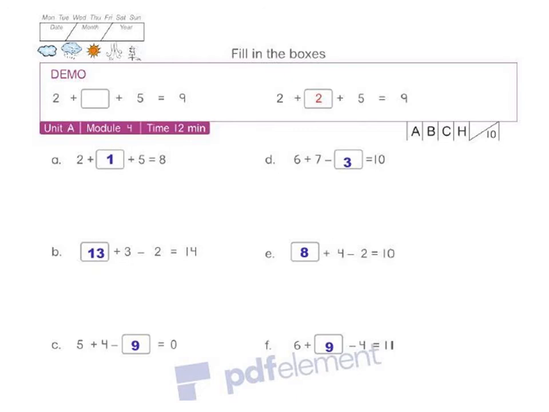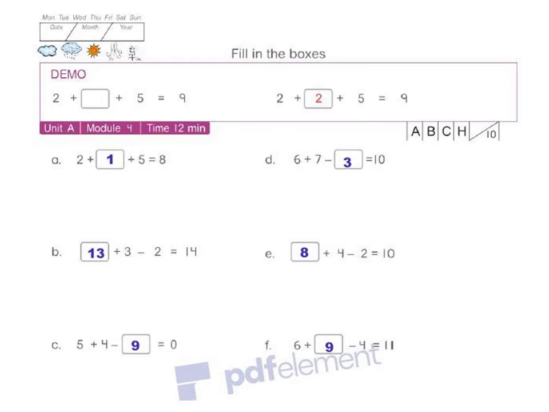So these are the answers. 2 plus 1 plus 5 equal to 8. 2 plus 1 equal to 3, plus 5, 8. So 13 plus 3 minus 2 equal to 14. 13 plus 3 is 16, minus 2 gives us 14. 5 plus 4 minus 9 equal to 0. 5 plus 4 is 9. 9 minus 9 is 0.